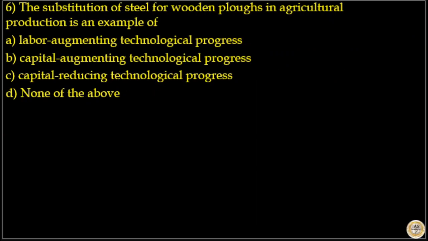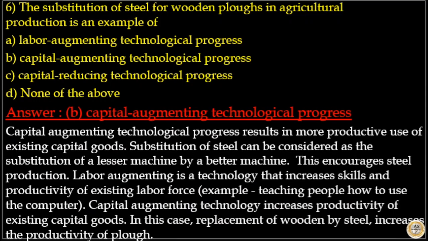Next is, the substitution of steel for wooden plough in agriculture production is an example of. The answer to this question is option B, capital-augmenting technological progress. Capital augmenting technological progress results in more productive use of existing capital goods. Substitution of steel can be considered as a substitution of a lesser machine by a better machine. This encourages steel production. Labor augmenting is a technology that increases skills and productivity of the existing labor force.